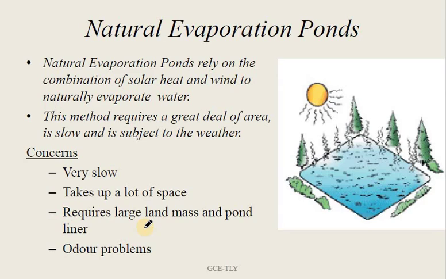The first one is natural evaporation ponds. So this relies directly on the solar heat and wind naturally evaporates the water here. The water is fed into a pond, and the sun's rays act on the pond water, and this evaporates the water. Okay, so this method requires a great deal of area. Since it's conventional, it is slow and it is subject to weather changes. So the concerns are it is very slow, takes a lot of space, it requires large landmass and pond liner, and it experiences odor issues.